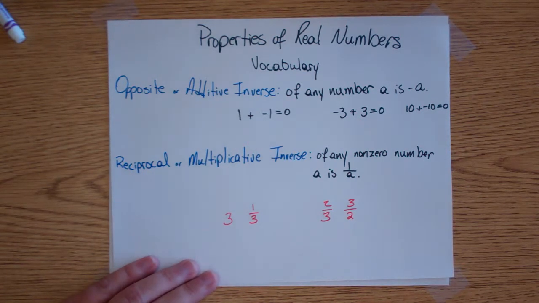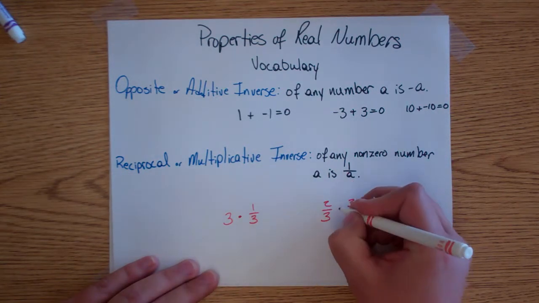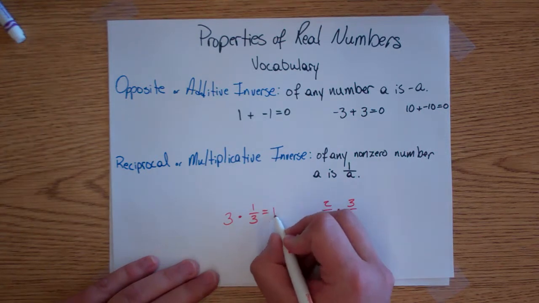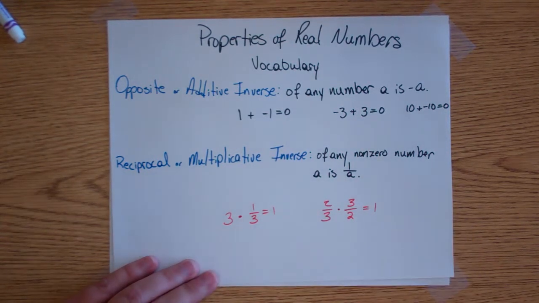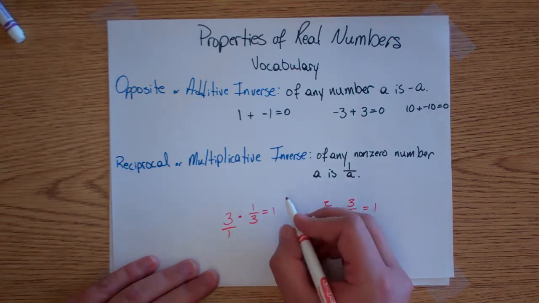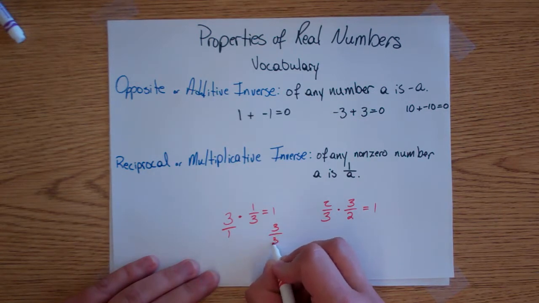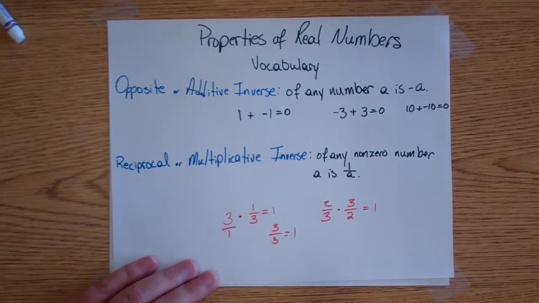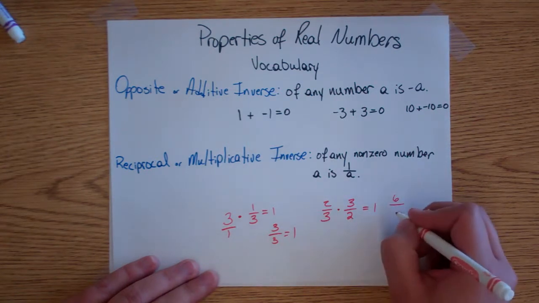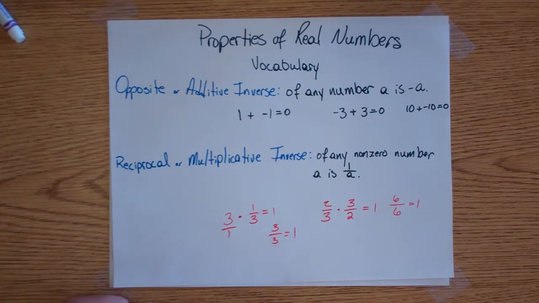Now, an easy way to check multiplicative inverse, when you multiply a number with its reciprocal or multiplicative inverse, you're going to come out with 1. So here, 3 over 1, 3 times 1 is 3. 1 times 3 is 3. 3 over 3 reduces to 1. This here, 2 times 3 is 6. 3 times 2 is 6. 6 over 6 reduces to 1.